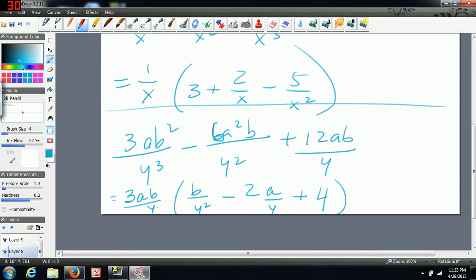So 3ab over y. If you actually multiplied this back in, you would get this thing right here. So you factor out the 3ab all over y, and then you'd be left with b over y squared minus, so 6a squared b divided by 3ab would give you 2a, and then y squared divided by y would be y, and then 12ab over y would just give you 4. So that one would be 4. Okay.